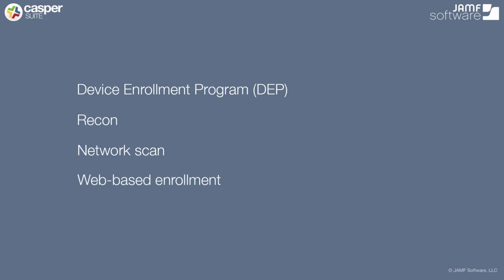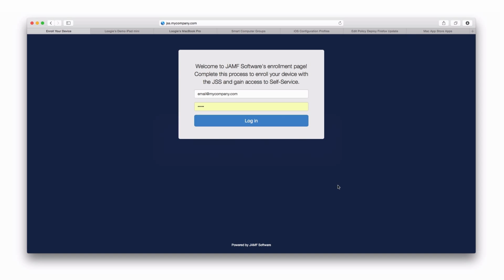We can also do user-initiated, web-based enrollment. Pointing users to a URL very similar to this, they can log in with their existing credentials, such as their email and password. You can use your own domain, so you could, for example, point users to a URL such as jss.mycompany.com to bring those machines under management.